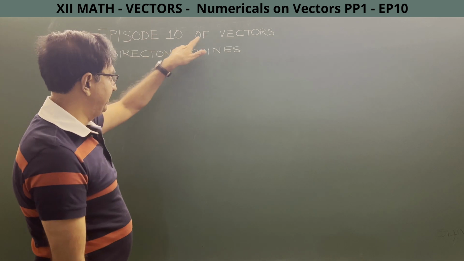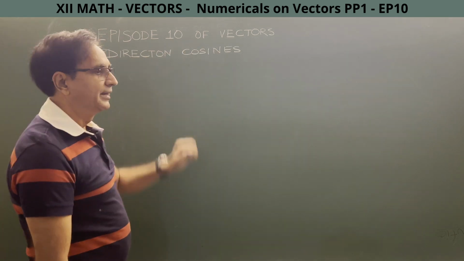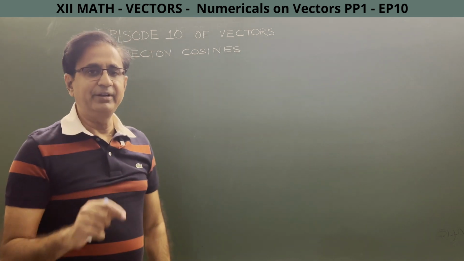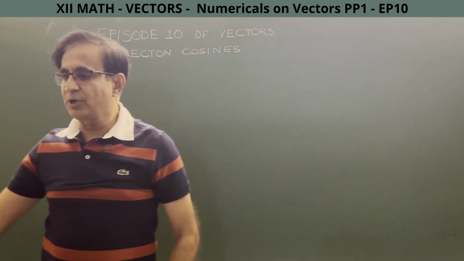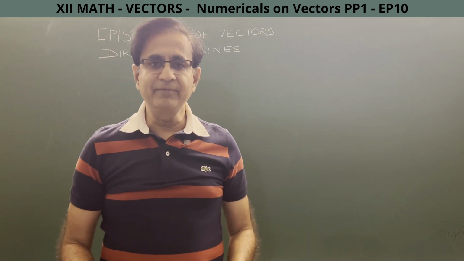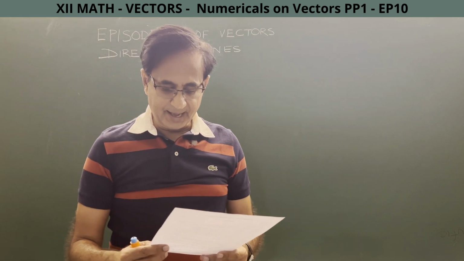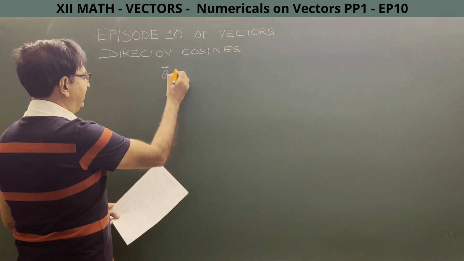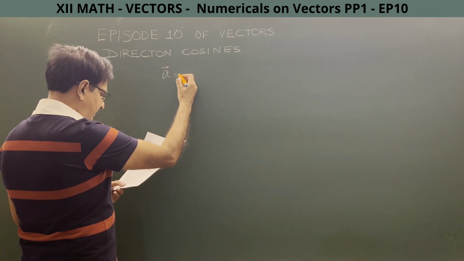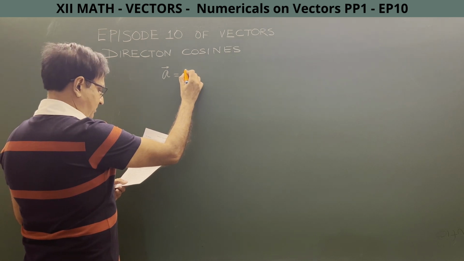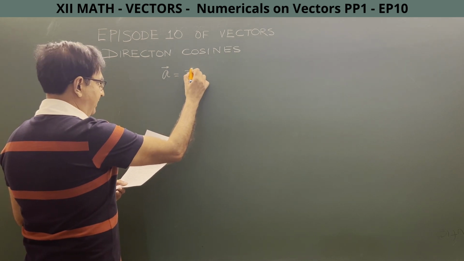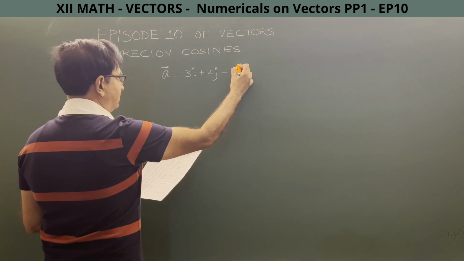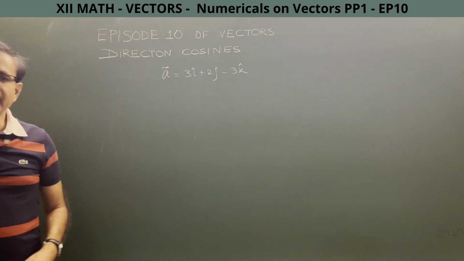This is episode number 10 of vectors, and today's topic is direction cosines and direction angles of a vector. I have been telling you that every vector which is expressed in terms of i, j and k will have a magnitude as well as a direction. Let us take up an example. Suppose I have a vector A whose expression is like this. I am just taking a random example from the assignment. This is some vector expressed in terms of i, j and k.